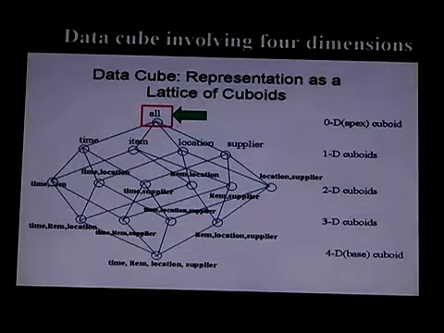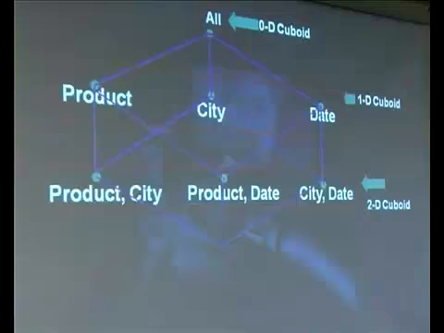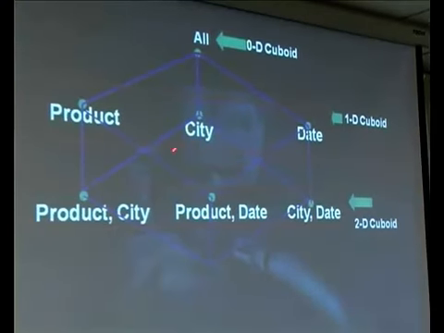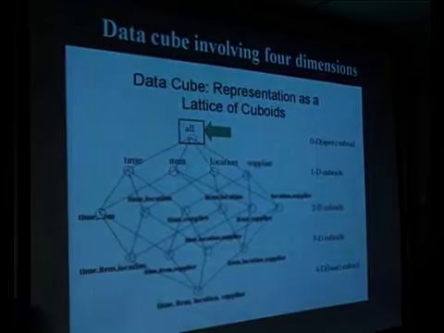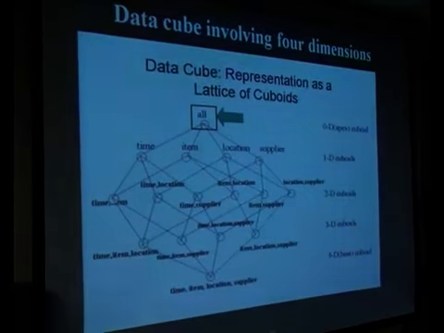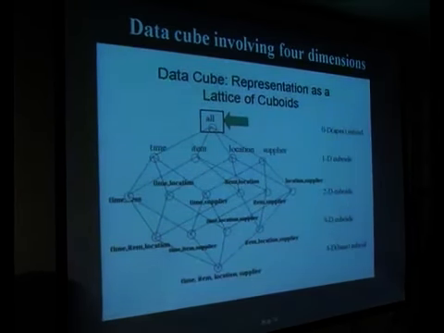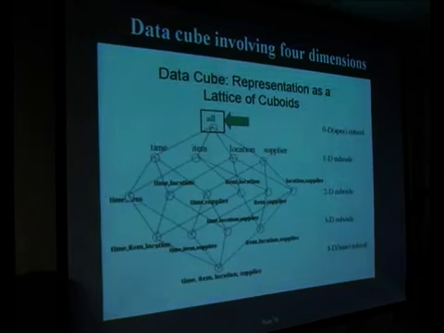Next question: the basic difference between relational database management systems and multidimensional database management systems. In order to understand the other features, consider the concept of data cube, which is a lattice structure. If you observe here, all is a 0-dimensional cuboid. Product, city, date are 1-dimensional cuboids. Product-city, product-date, city-date are 2-dimensional cuboids. What is going to happen when we add one more dimension? As I mentioned just now, the visual representation for 4 dimensions is messy.